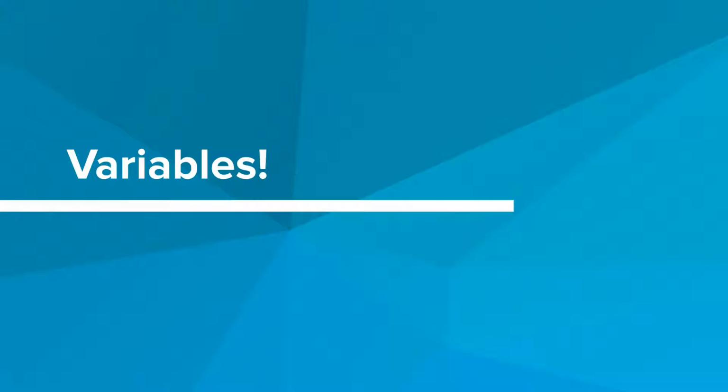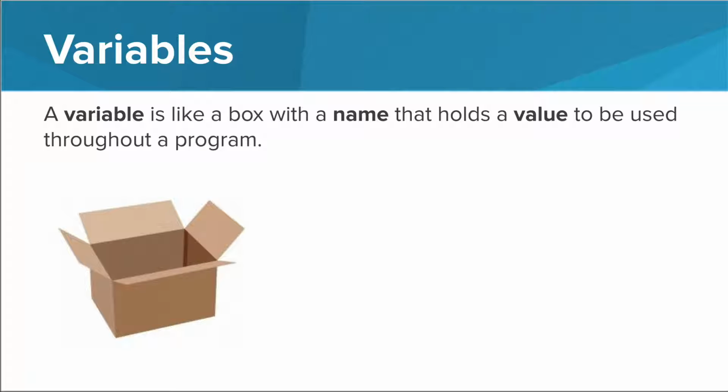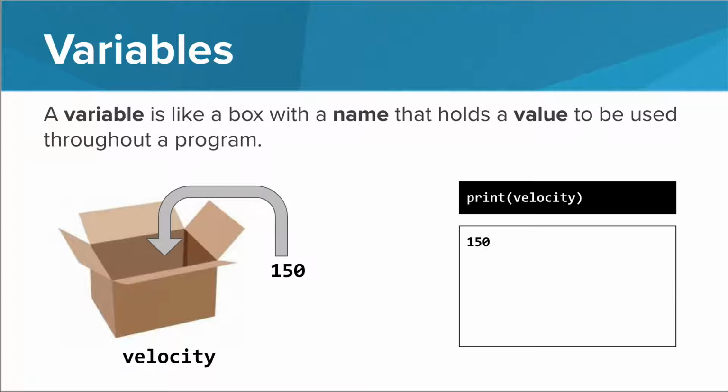So let's talk about variables first. A variable is like a box with a name that holds a value to be used throughout a program. Let's take this box here and name it velocity. Now let's store the value of 150 inside of it. We can print the value of the variable by using its name in the print statement.